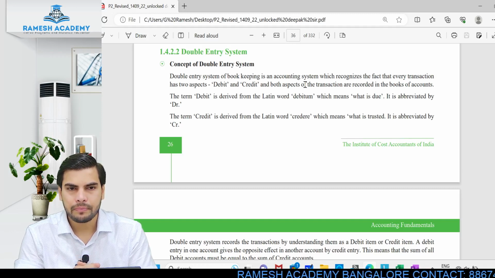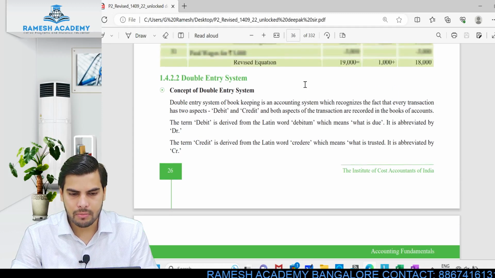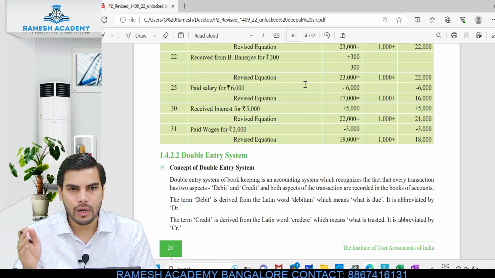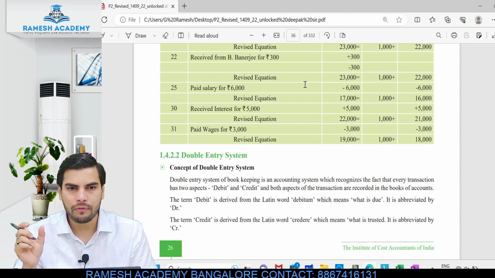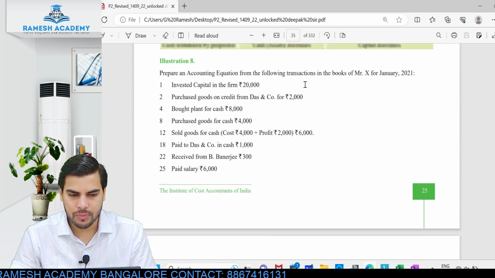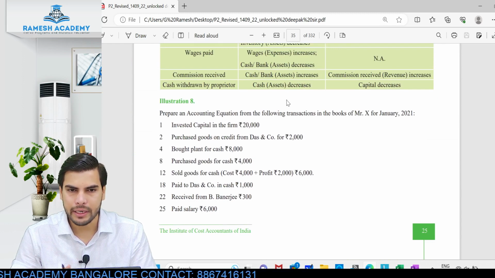Hello everyone. So in the last class we were discussing this illustration pertaining to the accounting equation, right? Remember the accounting equation: asset is equal to liability plus capital. The total of assets will always be equivalent to the sum of liabilities and capital. So we understood with the help of this particular illustration number 8 in detail.